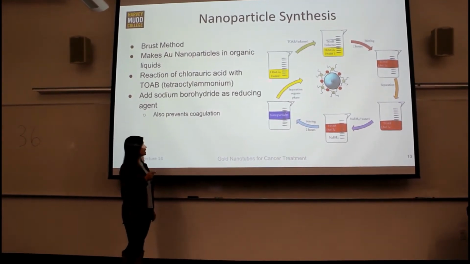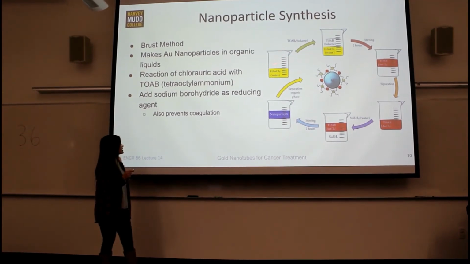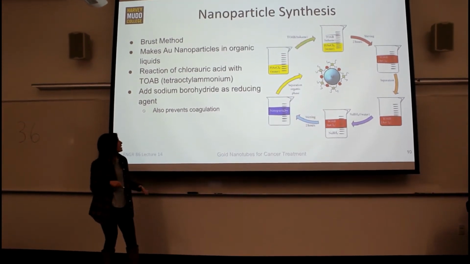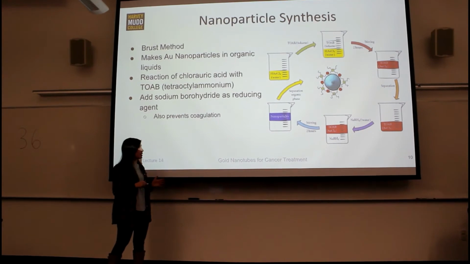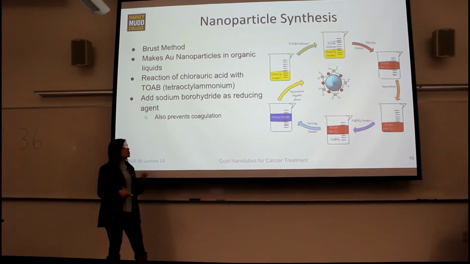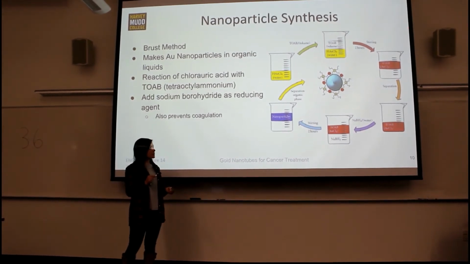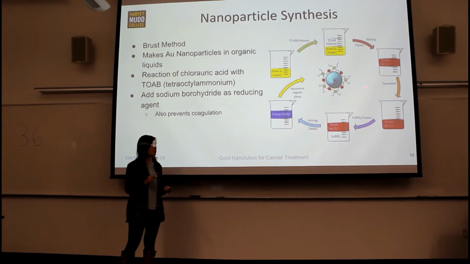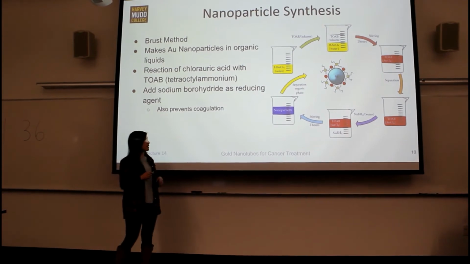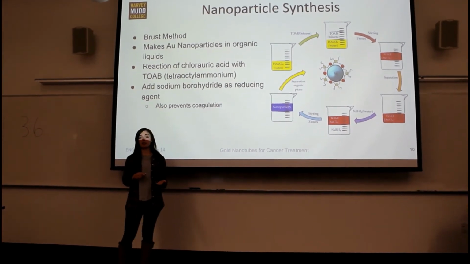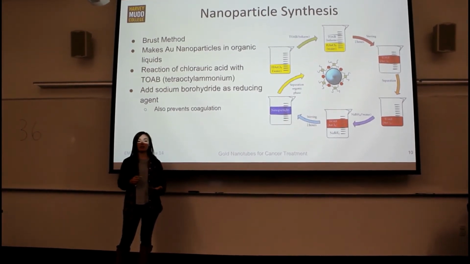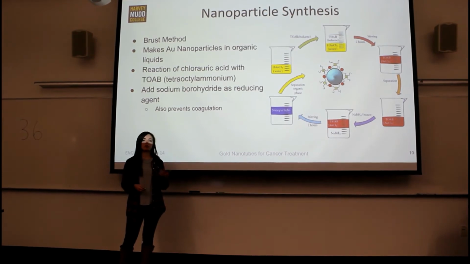But basically we start off with the same chloroauric acid, but in this case it's mixed with, excuse my pronunciation, tetraoctylammonium, which is a phase transfer agent in this case. It's stirred continuously for 2 hours and mixed with toluene and sodium borohydride, which act as a solvent and a reducing agent, respectively. These are both important because it would be non-advantageous if the nanoparticles clump together before they're able to be injected into the patient.